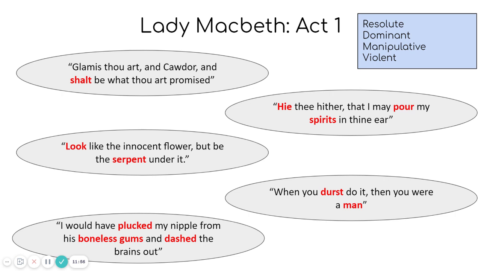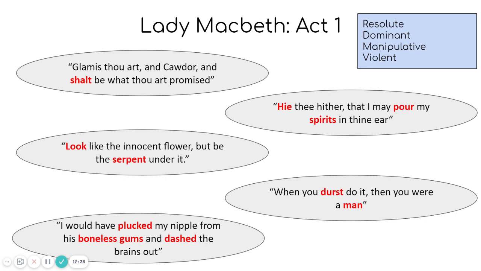And that final one there is another technique she uses to persuade him, which is where she talks about how if she'd promised to do something for him, if she'd promised to kill a baby, for example, she would have done it without hesitation. She says, "I would have plucked my nipple from his boneless gums and dashed the brains out." She's saying, if I'd promised to kill a child, I would have had no hesitation in doing that, even if I was breastfeeding that baby at the time. I would have taken it from my body whilst breastfeeding it and smashed its head and killed it.